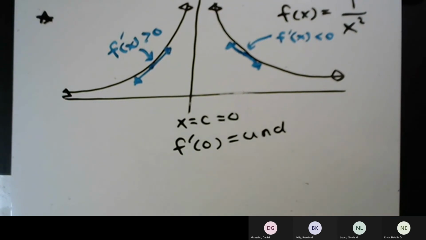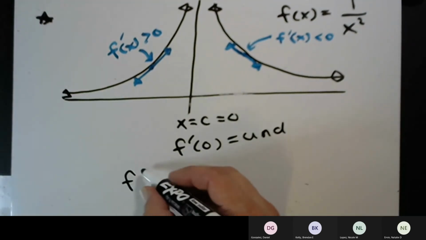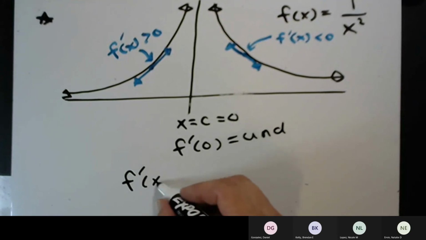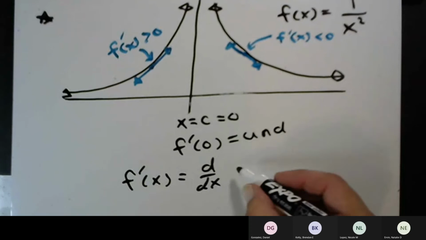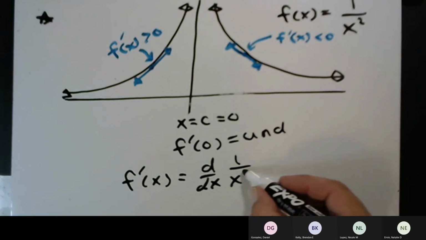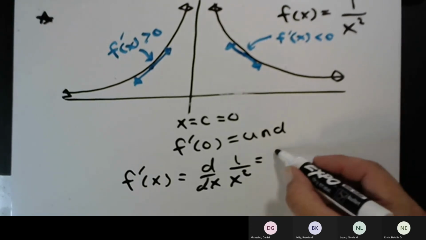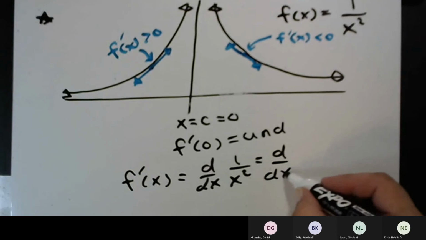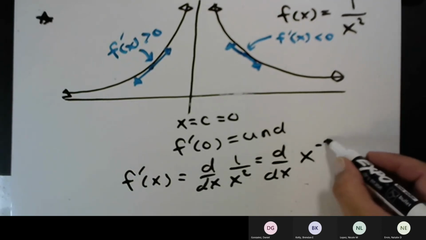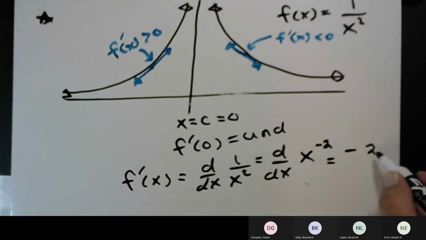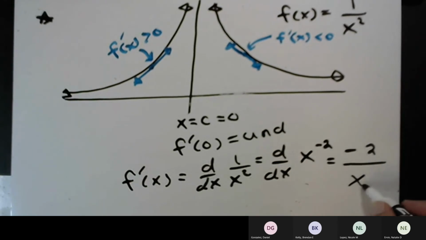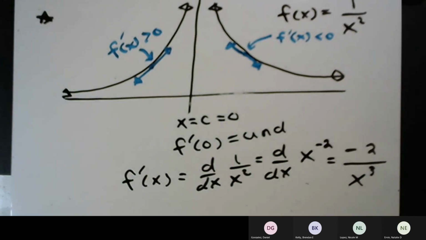I just want to point this function out. If you take f prime of x, the derivative of 1 over x squared, or the derivative of x to the negative 2, what you'll get is negative 2 over x cubed.